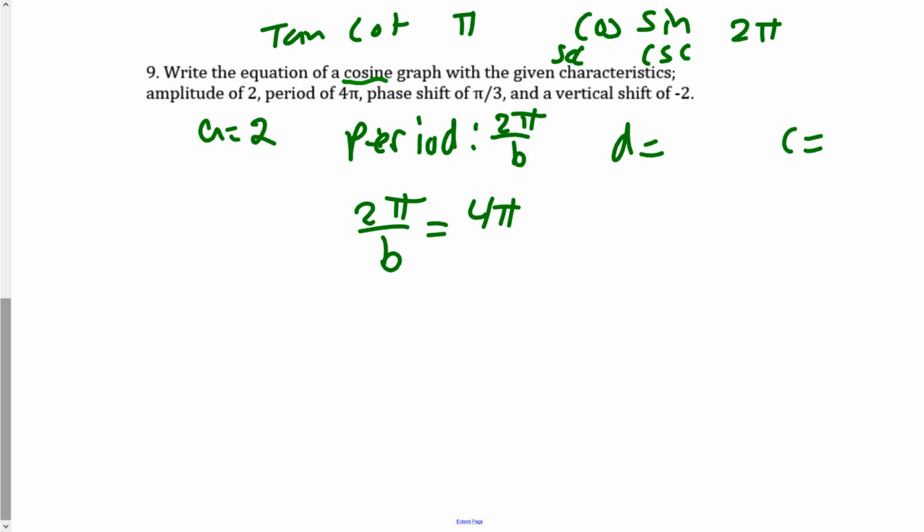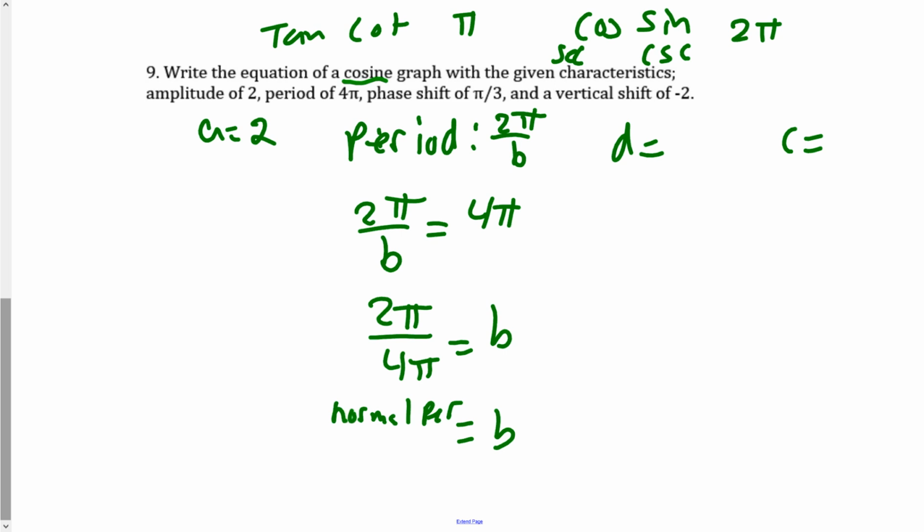So now we just want to solve this equation for b. So basically, maybe I can come up with a formula for you. These are just going to switch, right? So we can say b is equal to the normal period divided by new period. That's how you can find your b. So the pi should cancel out. If they don't, that's okay. And then 2 over 4 is 1/2, right? So your b is 1/2.